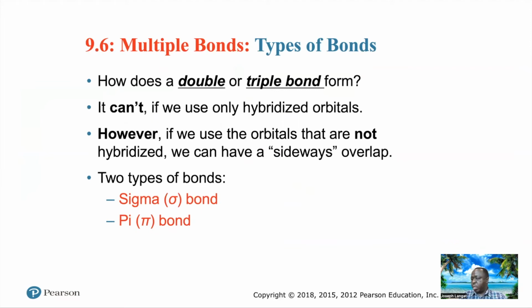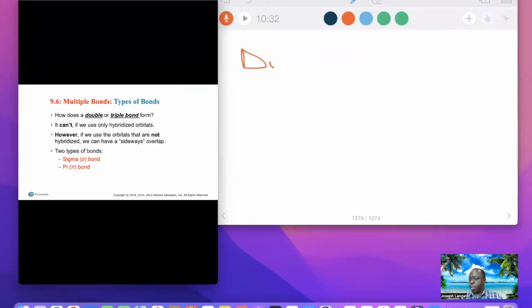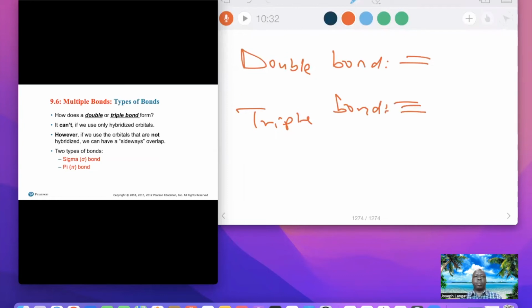Let's shift gears to 9.6, multiple bonds. When you say multiple bonds, these represent the double bond and the triple bond. Remember, a double bond right here is 2 lines, and a triple bond is just 3 lines. When we talk about multiple bonds, how do we hybridize a double bond and a triple bond?